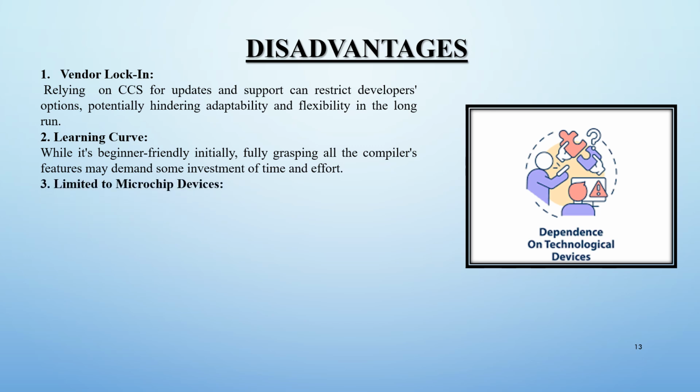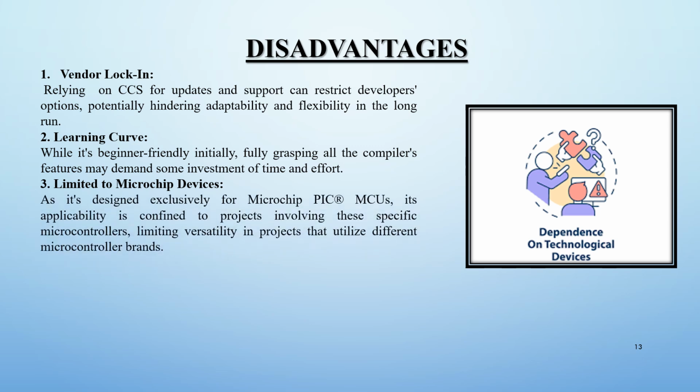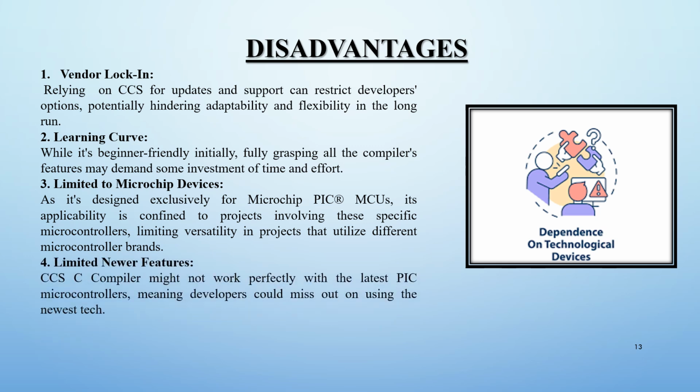Third, limited to Microchip devices. As it is designed exclusively for Microchip PIC MCUs, its applicability is confined to projects involving these specific microcontrollers, limiting versatility in projects that utilize different microcontroller brands. Fourth, limited newer features. CCS C Compiler might not work perfectly with the latest PIC microcontrollers, meaning developers could miss out on using the newest tech.